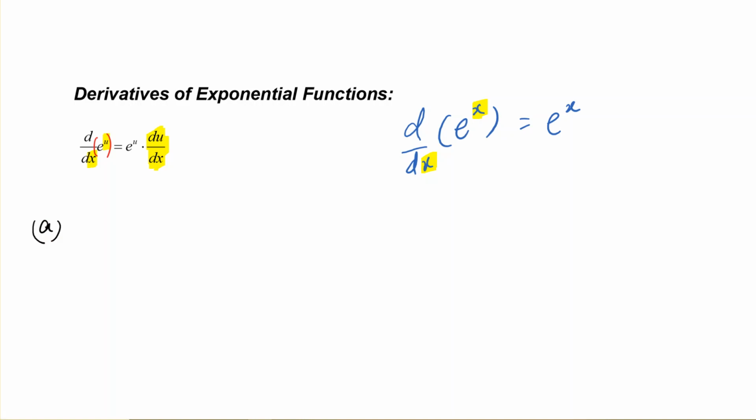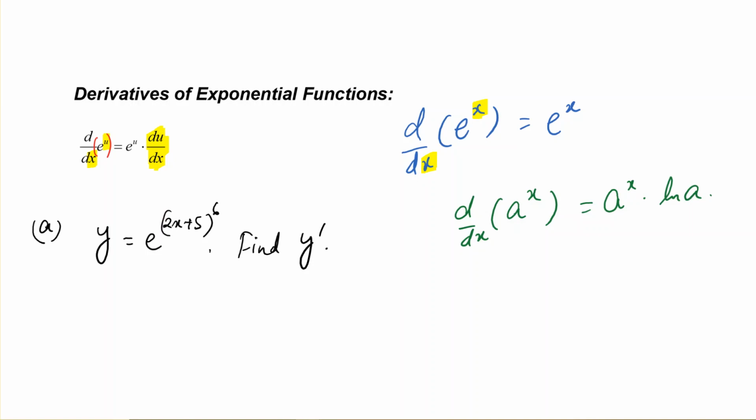Oh, before that, I would also like to point out, if you have any other exponential function, let's say you don't have base e, but you have a base a, what is the derivative of a raised to power x? That would be a raised to power x times ln a. So we just have one additional factor ln a when we have a base other than e.